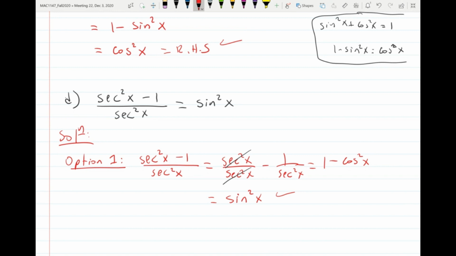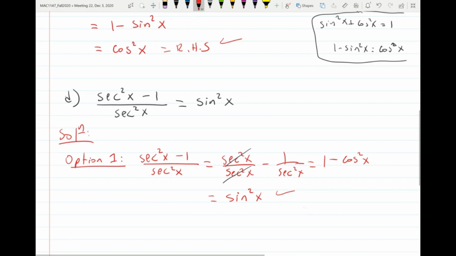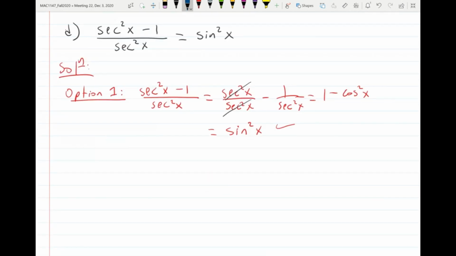All right, but let me show you a couple more options. For example, option number 2, another alternative would have been the following. Let's use the identities that we have here. For example, you know that tangent squared plus 1 is equal to secant squared. That's one of the Pythagorean identities. So secant squared minus 1 is tangent squared. So we can write this as tangent squared over secant squared.